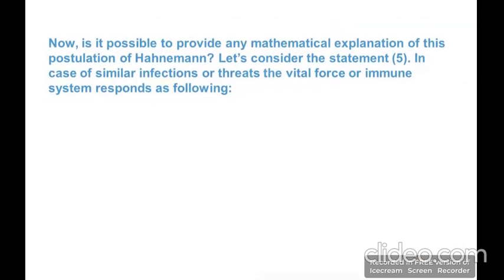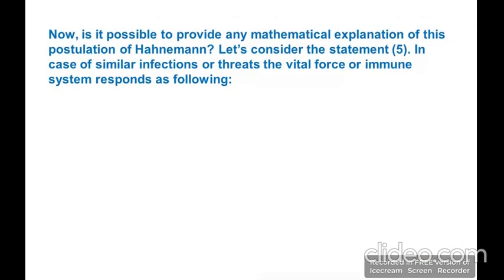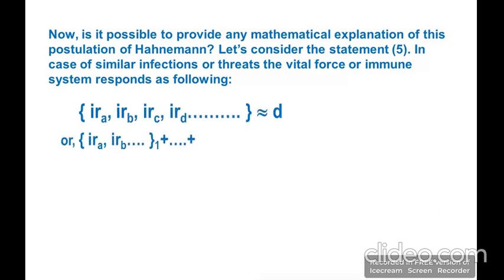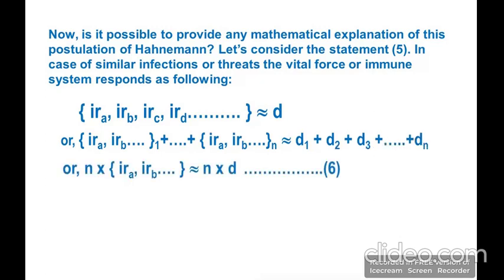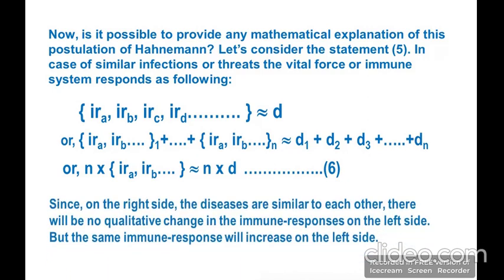Now, is it possible to provide any mathematical explanation of this postulation of Hahnemann? Let's consider statement 5. In case of similar infections or threats, the vital force or immune system responds as follows. Since, on the right side, the diseases are similar to each other, there will be no qualitative change in the immune responses on the left side. But the same immune response will increase on the left side.